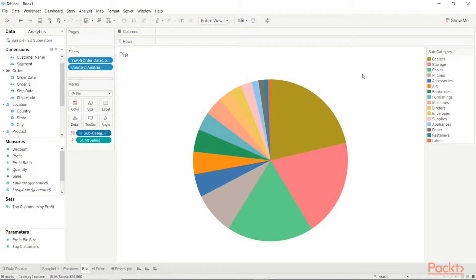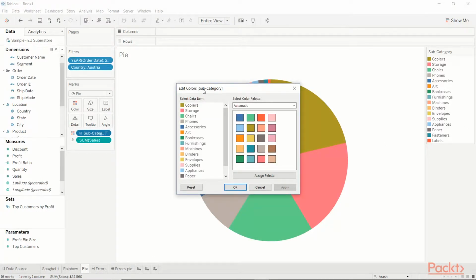It would make it a lot easier for the viewer to understand what is the biggest segment, and it would be quite helpful. Perfect. Now that we've done that, we need to change the colors. There are too many colors here. Let's go to color, double click, and come here.